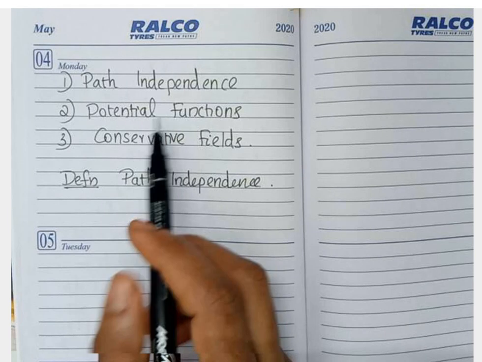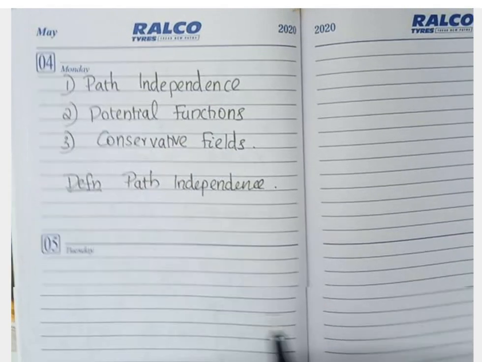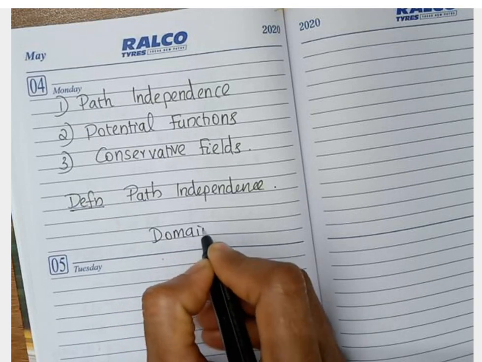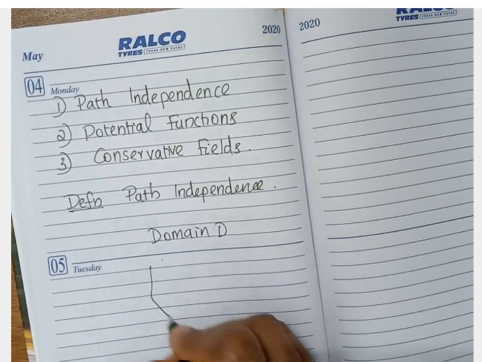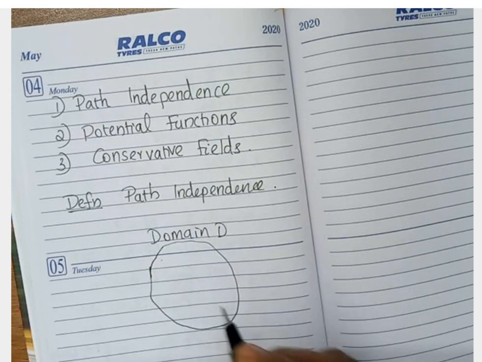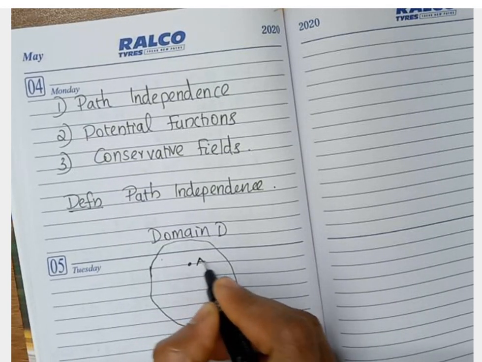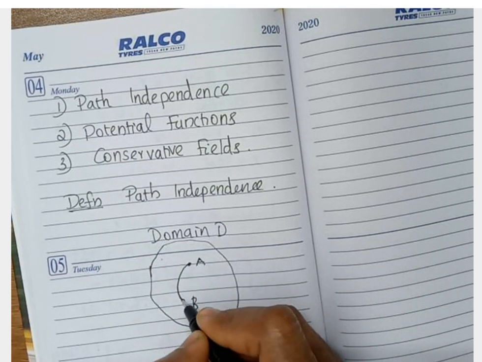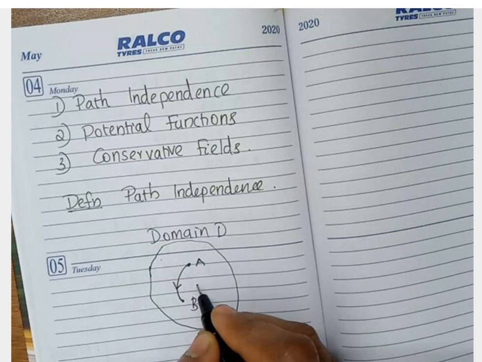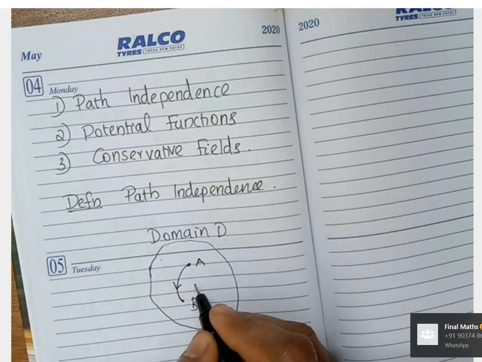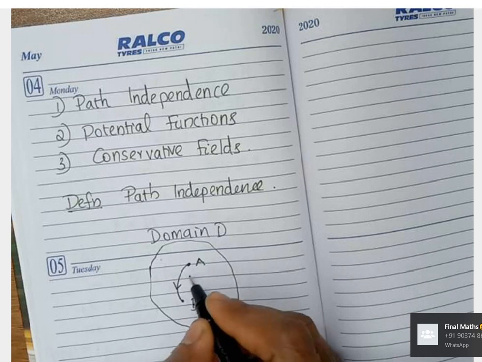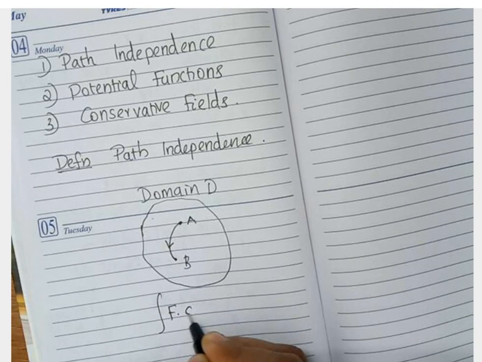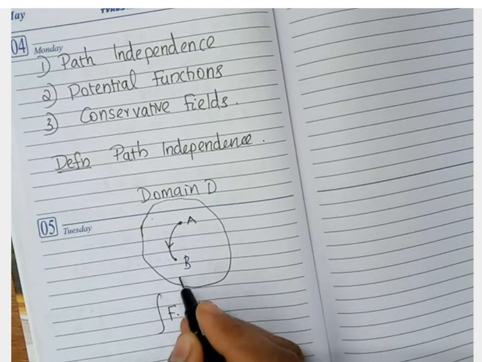Which path? We are going to consider a domain D. Domain D means an open connected set. Suppose this is a domain. Consider two points A and B here. Consider a path from A to B. This is the path. Find the integral of F dot dr over this path.